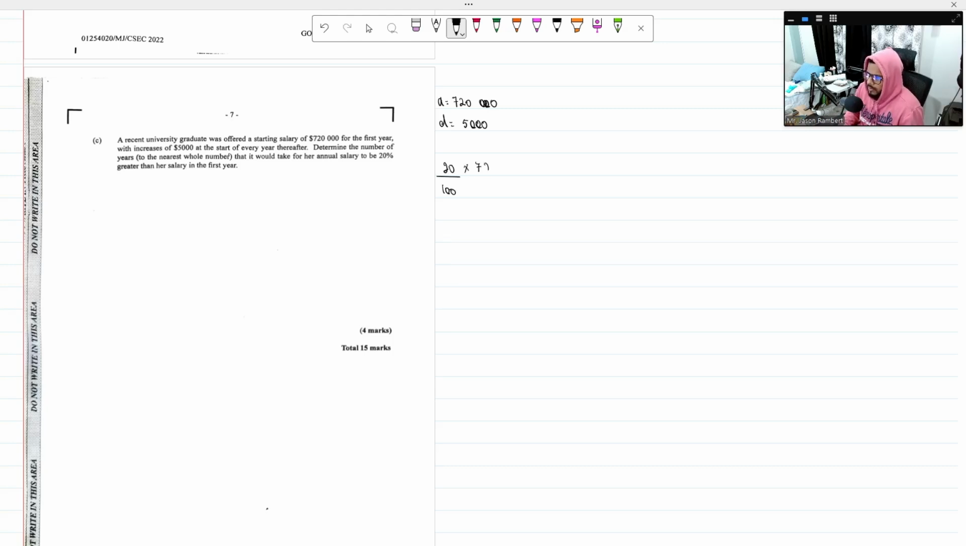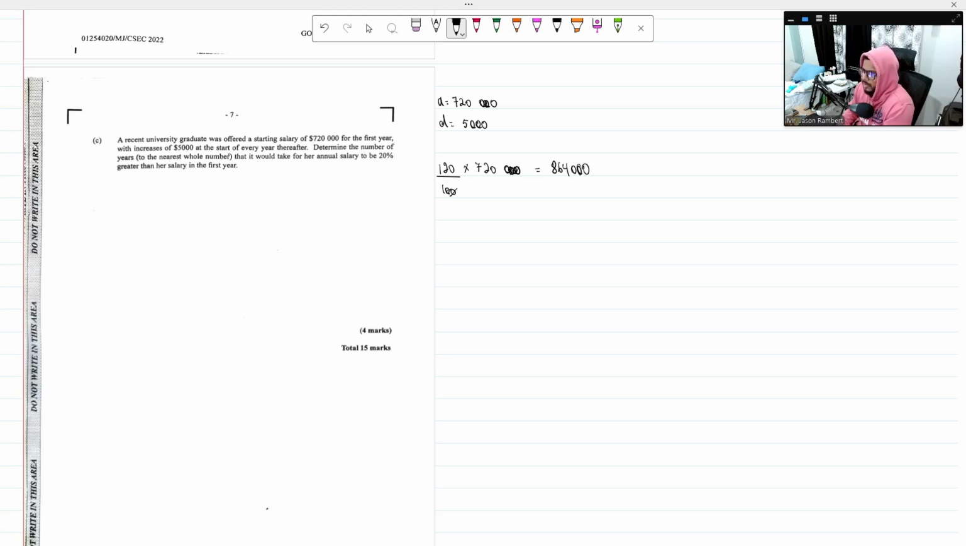So 20% of 720,000 is equal to 144,000. Let me just calculate 120% to get the full amount, right? Because when we calculate the 20%, we have to add it to the original salary. So 120% of 720,000 is $864,000.